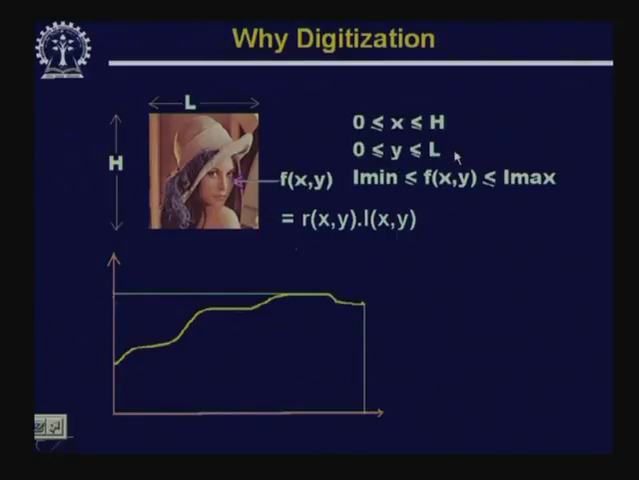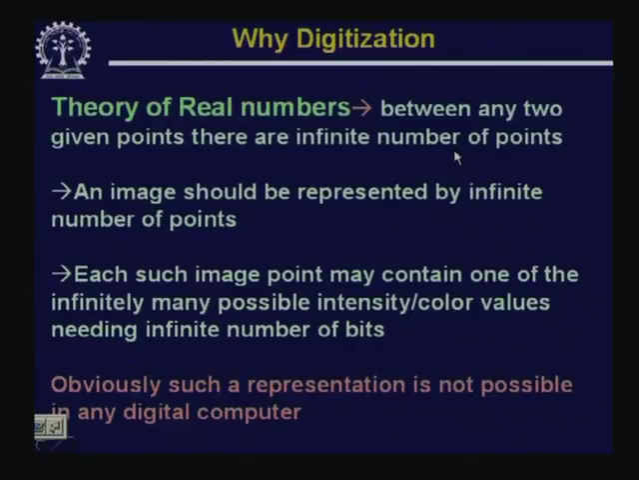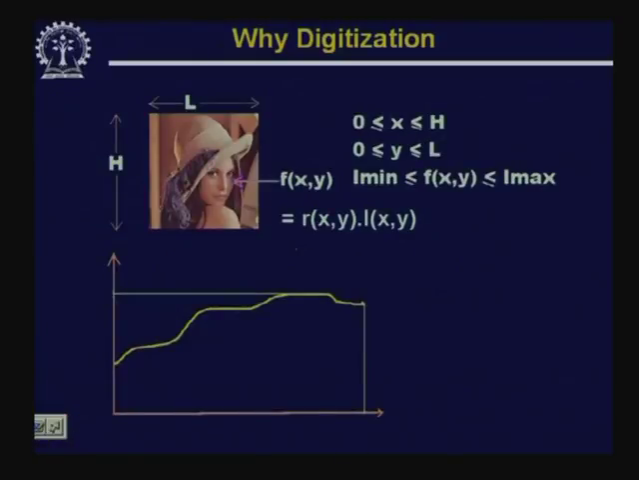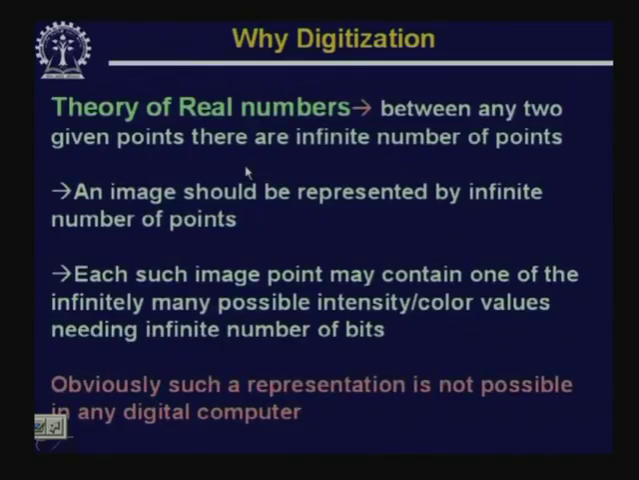Now, from the theory of real numbers, you know that between any two points there are infinite number of points. So again, when I come to this image, as x varies from 0 to h, there can be infinite possible values of x between 0 and h. Similarly, there can be infinite values of y between 0 and l. So effectively that means that if I want to represent this image in a computer, then this image has to be represented by infinite number of points.